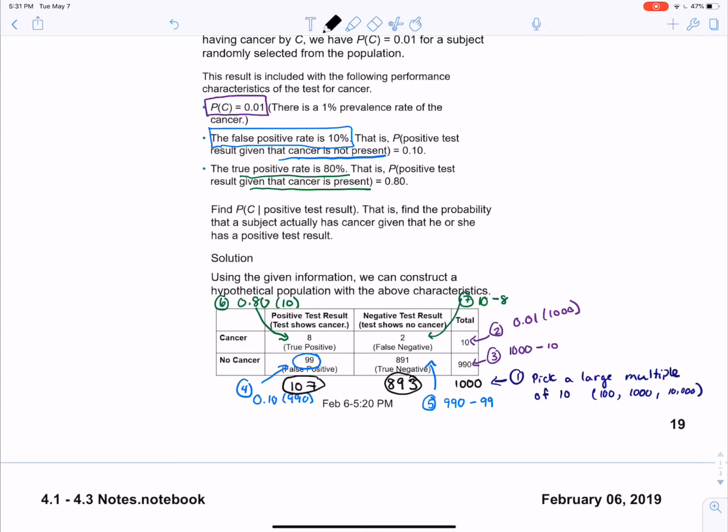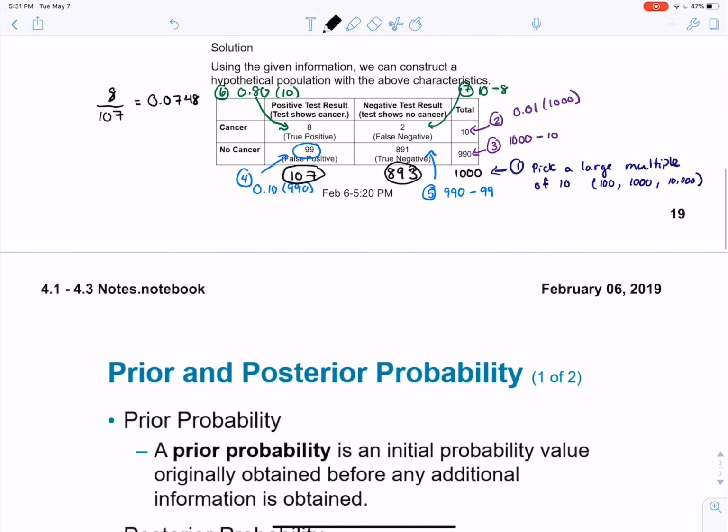Now if we try to actually answer the question, they told us find the probability of cancer given a positive test result. So if we look at just the positive test result column, there's 107 people total there. Within that column, the people that have cancer, there's 8 of them. If we divide that out and round to our 3 significant figures, we'll have that it's about 0.0748. That's our probability of having cancer given a positive test result.